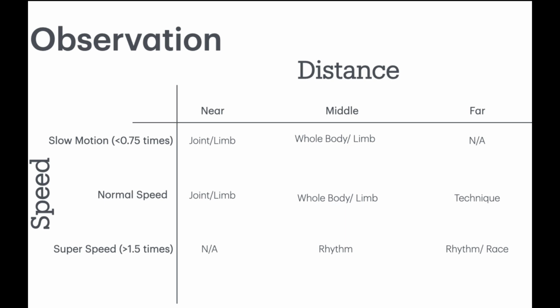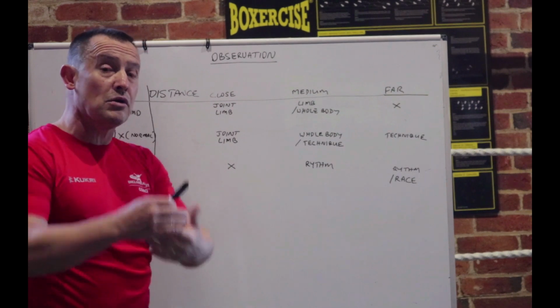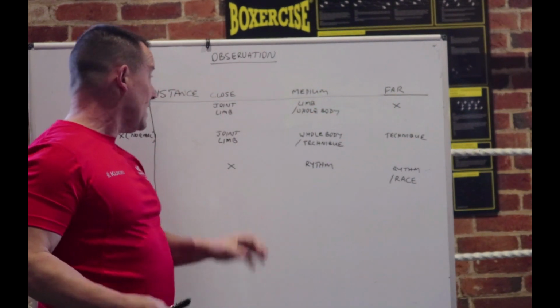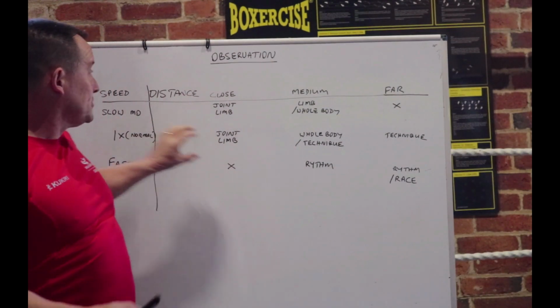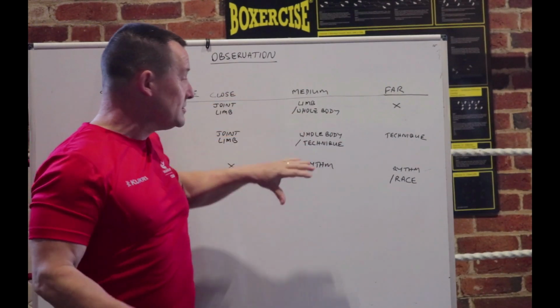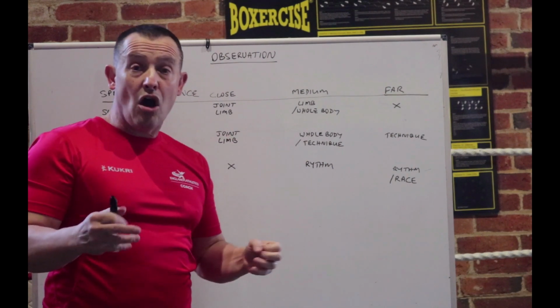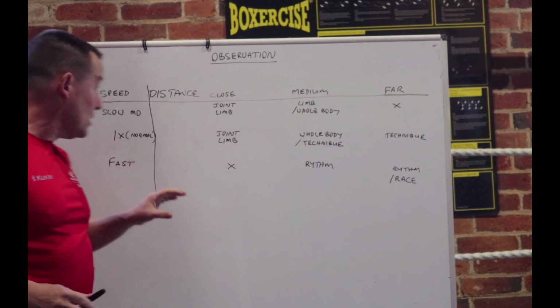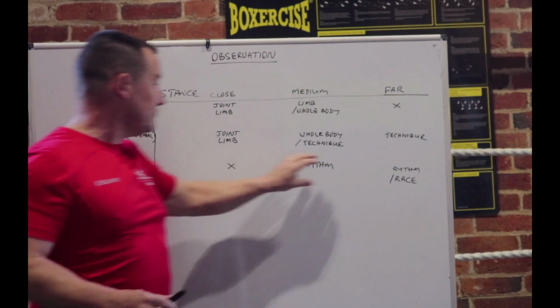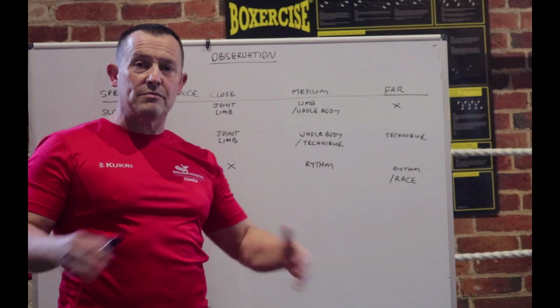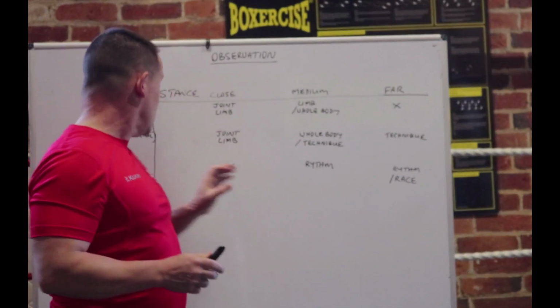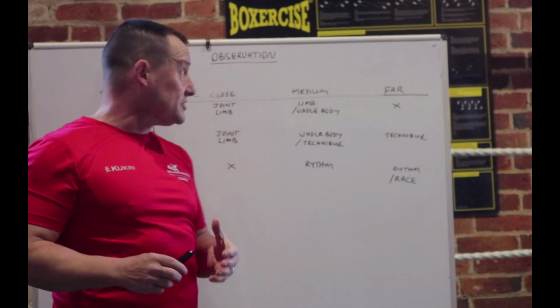Medium distance and slow motion, again we're looking at the limb or the whole body. We are now far enough back because we're at medium distance to look at the whole body. When we go at normal speed at medium distance, we're looking at the whole body or at the technique of the whole body. And if we go to medium distance and we're going fast, we are looking at the rhythm of the performance to see if it's smooth, if it's jerky, etc. And fast speed will allow us to do this.